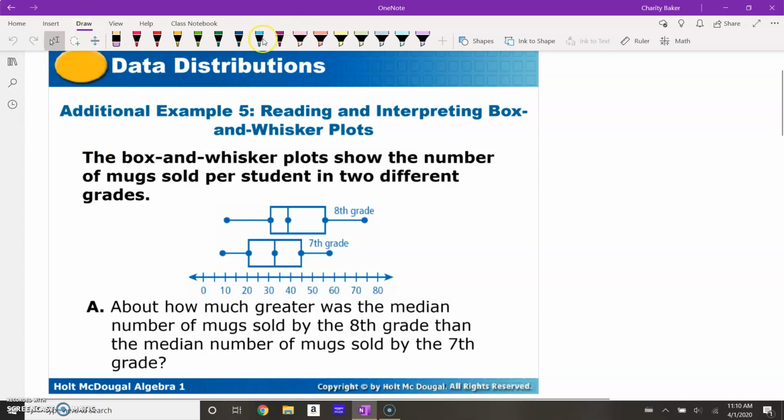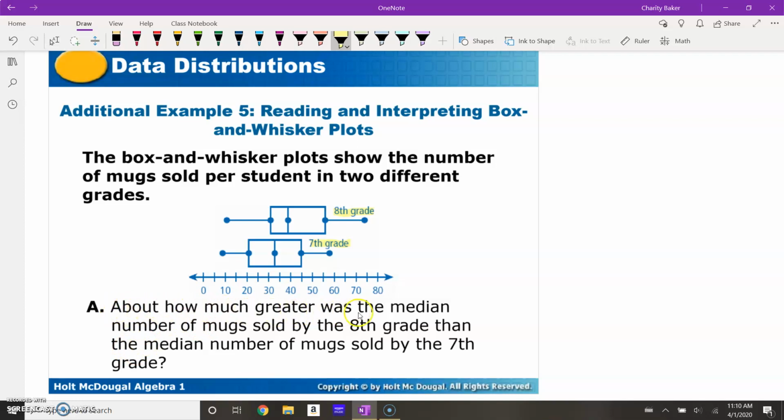So let's try one of these together. We've got the box and whisker plots show the number of mugs sold per student in two different grades. So we have two different graphs. One is the 8th grade graph and one is the 7th grade graph, okay? So let's read the statement or the question.